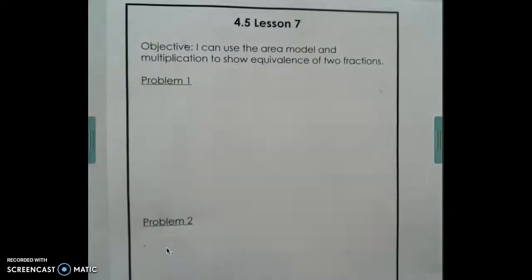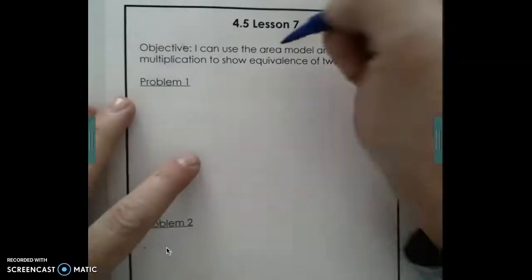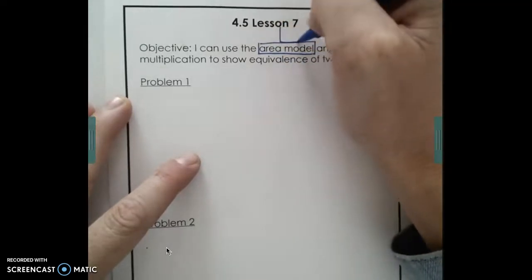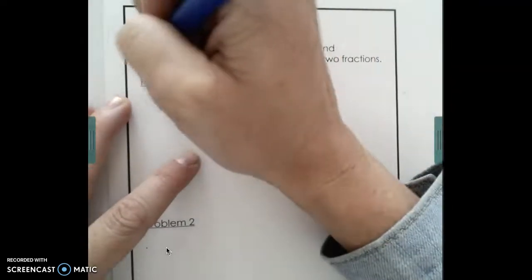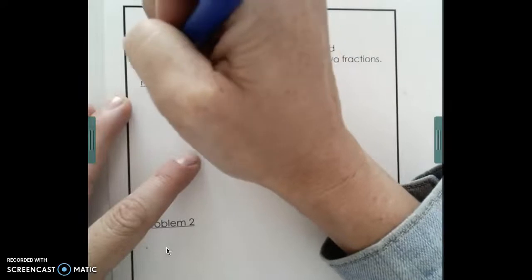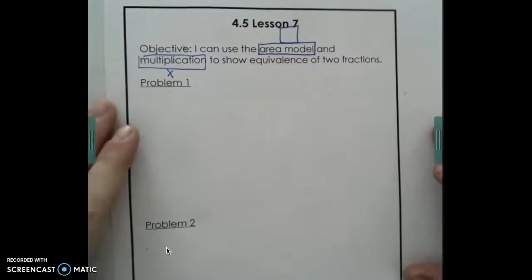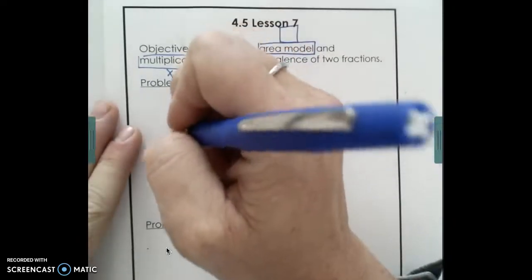All right, we are on 4.5 lesson 7. It says I can use an area model and multiplication to show equivalence of two fractions. So again, we're using an area model today. Remember, that's when we draw our boxes. And we're going to be using some multiplication, so times, to show equivalent fractions. So for the first one, we're going to do an area model.